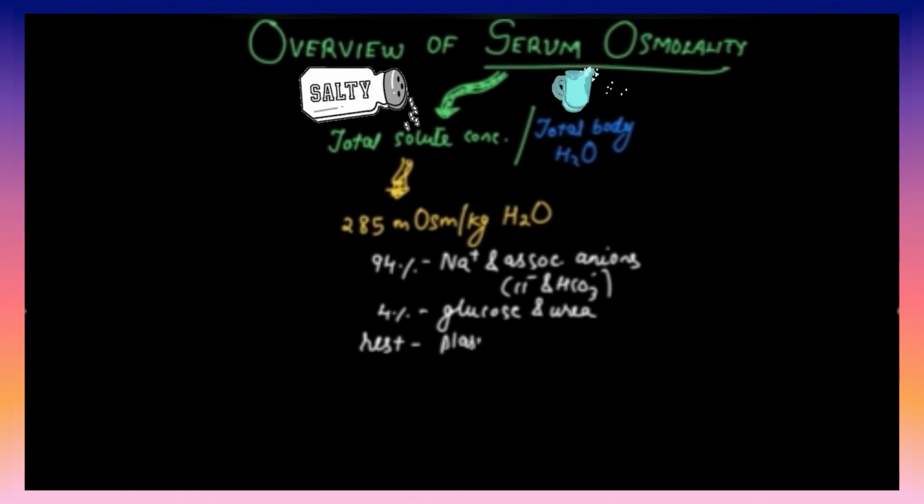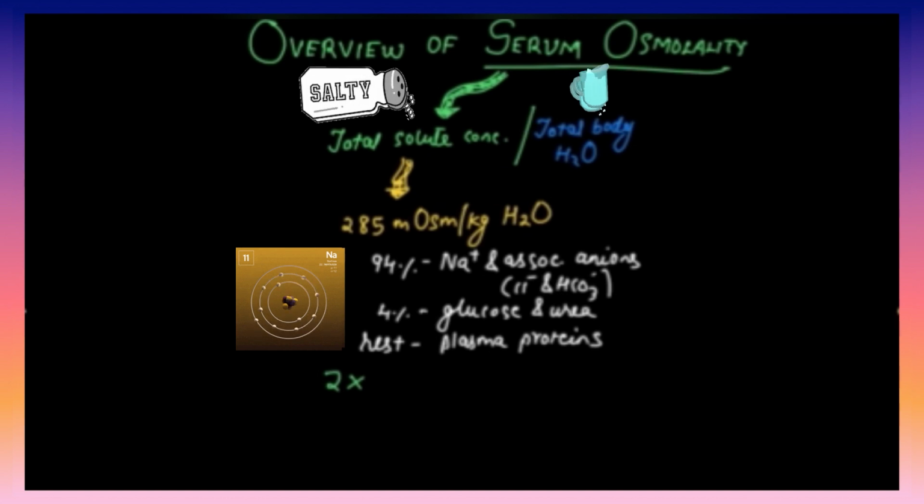For the sake of simplicity, whenever the physician measures the serum sodium concentration, you can multiply it by 2.1 and you get the serum osmolality. So if the serum sodium concentration is 142 milliequivalent per liter, then you multiply it by 2.1 and the serum osmolality is 285 milliosmoles per kg H2O. Perfect.